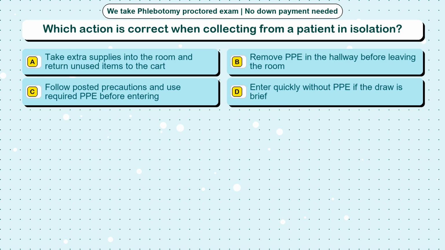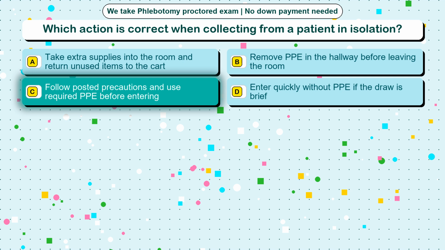Question 59. Which action is correct when collecting from a patient in isolation? Option A. Take extra supplies into the room and return unused items to the cart. Option B. Remove PPE in the hallway before leaving the room. Option C. Follow posted precautions and use required PPE before entering. Option D. Enter quickly without PPE if the draw is brief. The correct answer is option C.